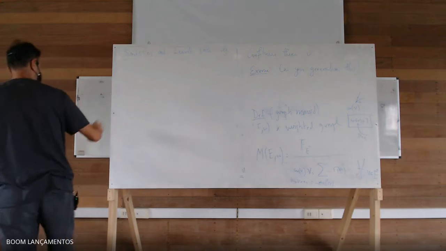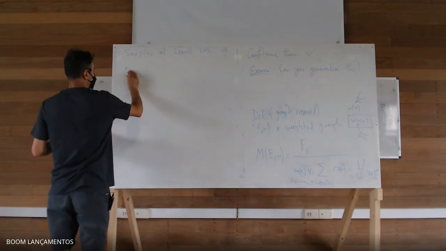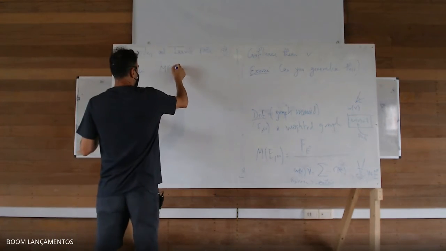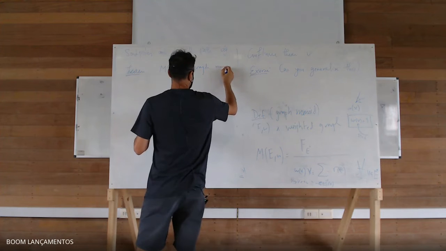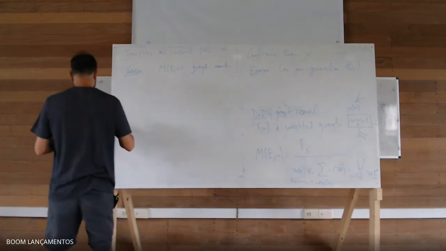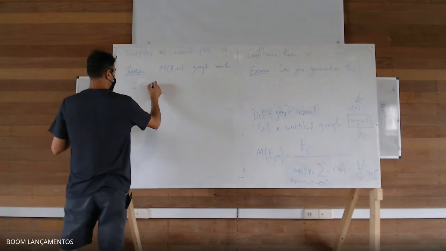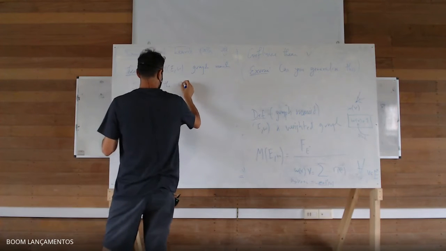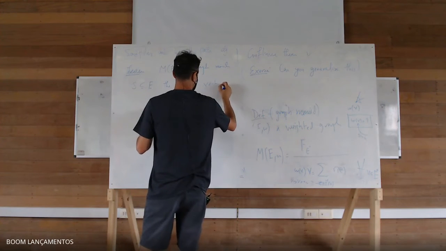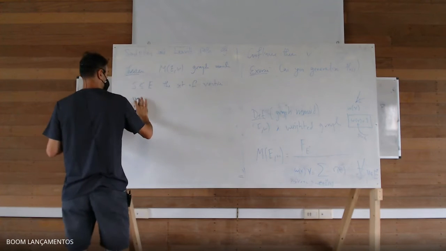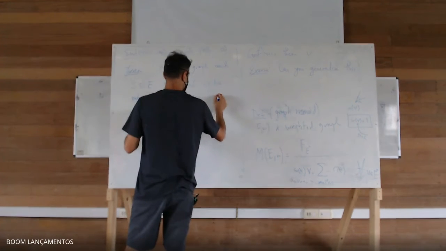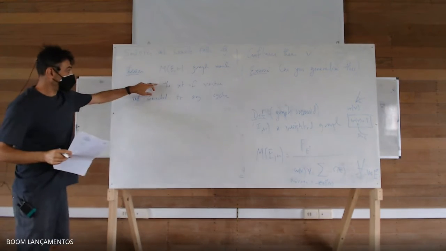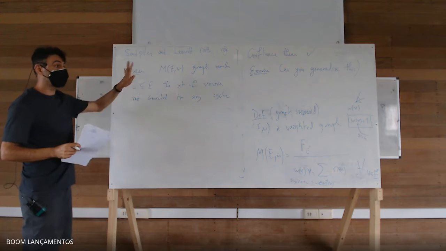And these are natural questions, I would say. So facts, let me just put facts or theorem. Remember, I'm writing in the language of graph monoids now. Suppose S is the set of vertices not connected to any cycle. So you have your graph E, and I collect those vertices which are not connected to any cycle, right?